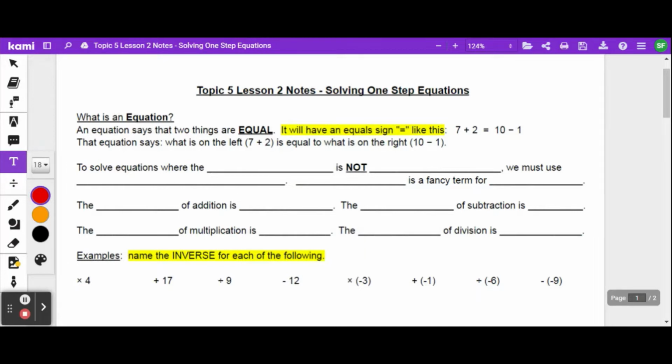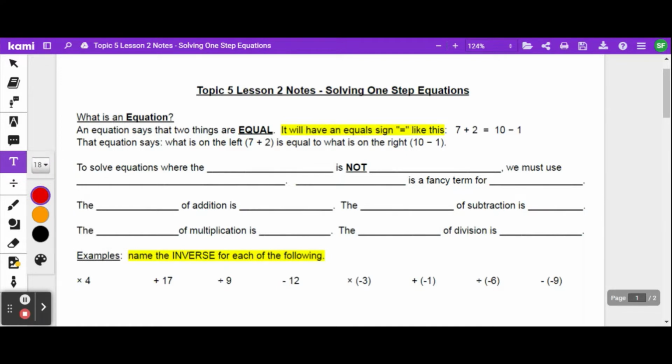Notes. If you recall from lesson 1, we were talking about an equation being a math sentence where the left side and the right side are both equal. In lesson 1, the variable was already by itself. Today the variable is not going to be by itself, so we have to do some things mathematically in order to get that variable by itself.